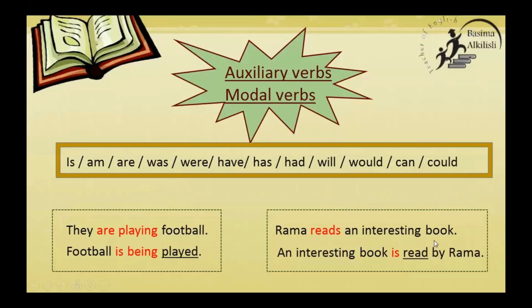First of all, we have to put the object at the beginning of the passive sentence: an interesting book. In the main sentence, we don't have an auxiliary verb and we don't have one of the modal verbs. So we have to move to the second step, which is to bring one of the verbs to be. It must be in the simple present, is, am, or are, and we have to choose is because the object is singular. Then we have to put the main verb in the past participle, it becomes read. Then we have to mention the subject by Rama.